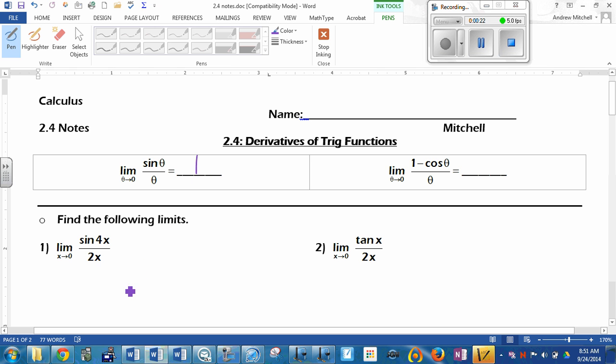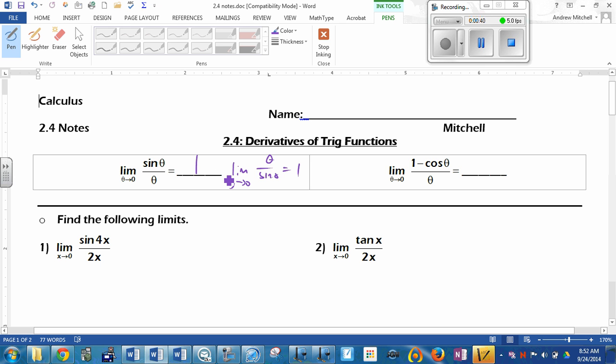1. Right, and I should have written this in here, but the reciprocal of that, the limit as theta approaches 0 of theta over sine of theta, is also 1. So those are two we should be familiar with from last chapter.